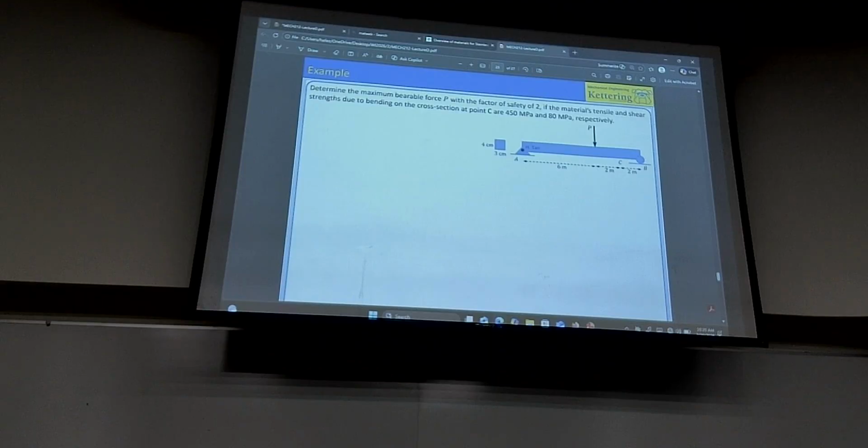All right, and Dylan, please give me the one for general. Tau equals VQ over IT. Very good. Remember, that's general. It does work for rectangular cross-section as well, but it's just more work.